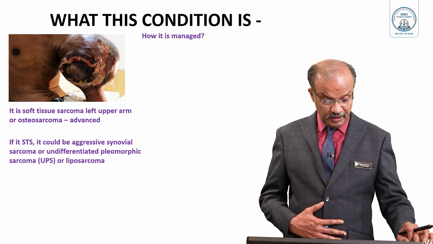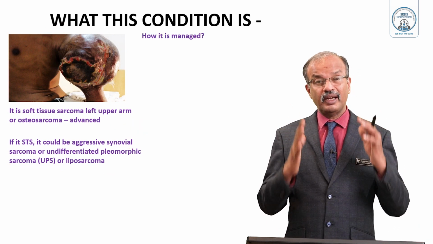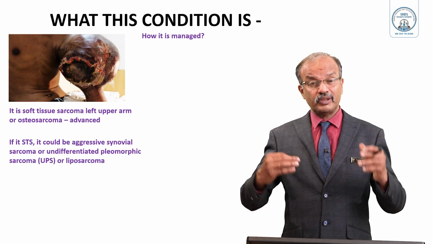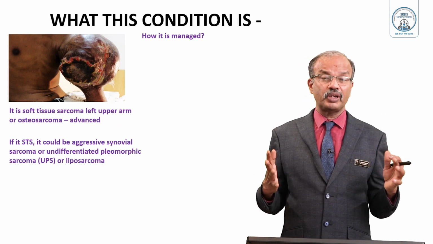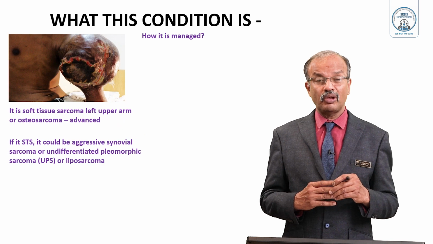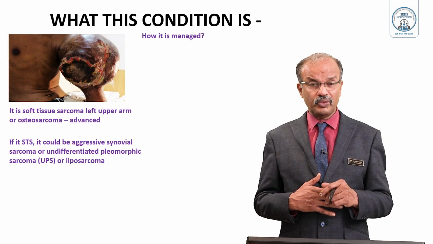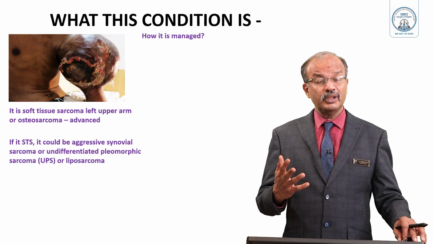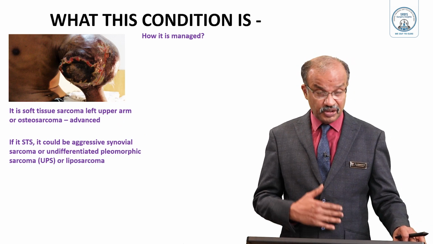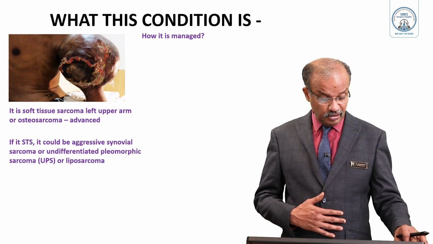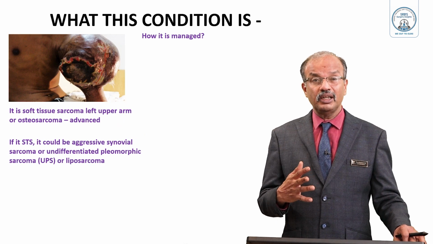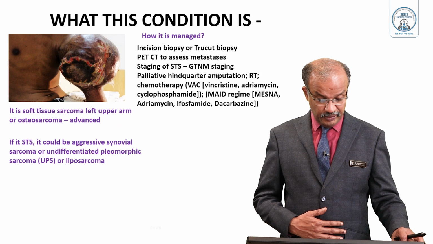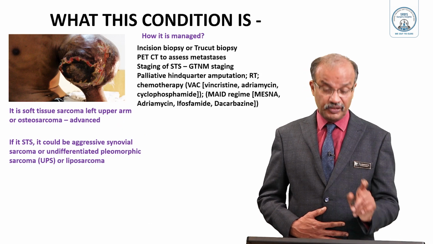So how is it managed? Of course, examine properly: examine the lungs, examine the abdomen, examine for metastases, examine for local lymph node involvement. Sarcomas do not commonly involve lymph nodes. Few sarcomas involve lymph nodes, sometimes synovial sarcoma. So examine the regional nodes, then examine systemically, very important to stage the disease. Since it is very advanced, if there is no systemic disease, it is a stage 3 disease. So incision biopsy or true cut, no FNAs, remember.